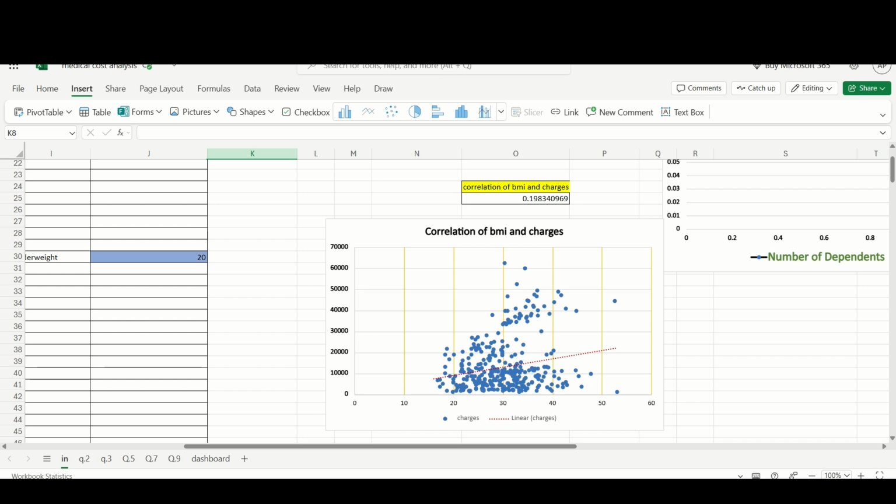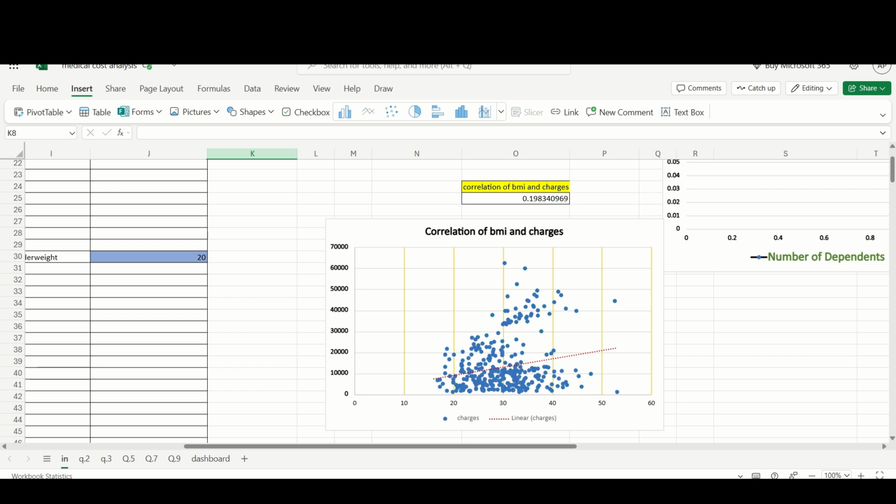So here each point, you can see the blue point. It represents a person's BMI and the corresponding charges they incur. Now the scatter plot shows as the BMI increases, the medical charges will also increase for many individuals. However, the points are a bit spread out, as you can see. So for that, I have used a linear trend line to show the overall direction of the relationship.